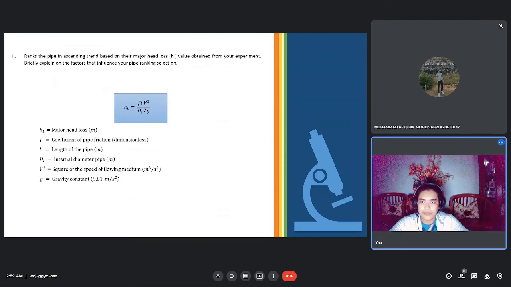Hi, I'm Irfan. Let's continue the discussion. Question 2 is: rank the pipes in ascending order based on their major head loss value obtained from your experiment, and briefly explain the factors that influence your pipe ranking selection. First of all, we use the head loss formula, which is F L over D times V squared over 2G. HL is major head loss, F is coefficient of pipe friction, L is length of the pipe, D is internal diameter of the pipe, V squared is square of the speed of the flowing medium, G is the gravity constant, which is 9.81.